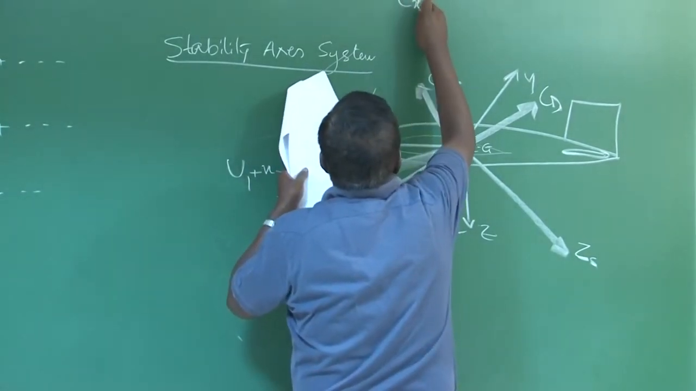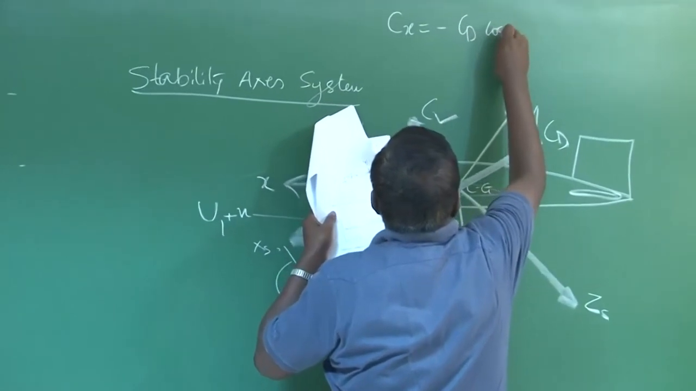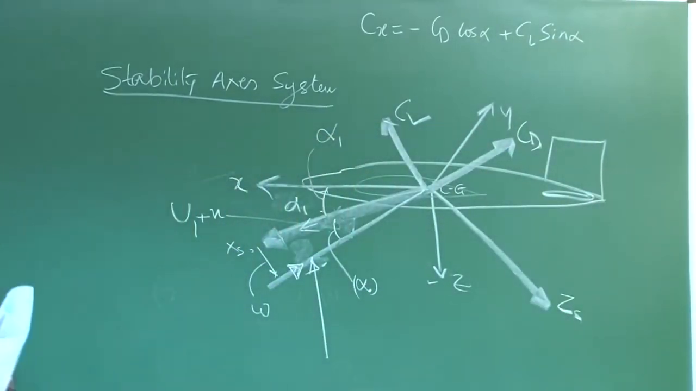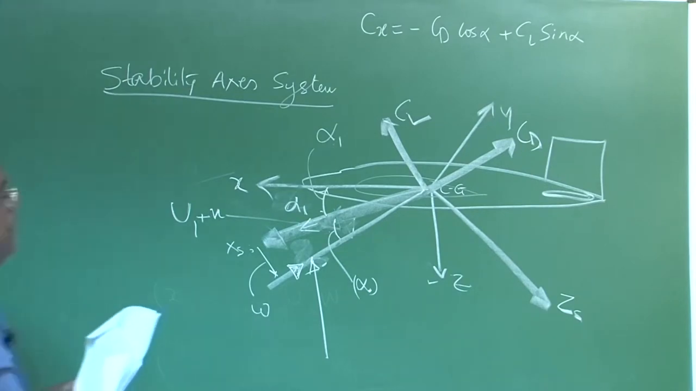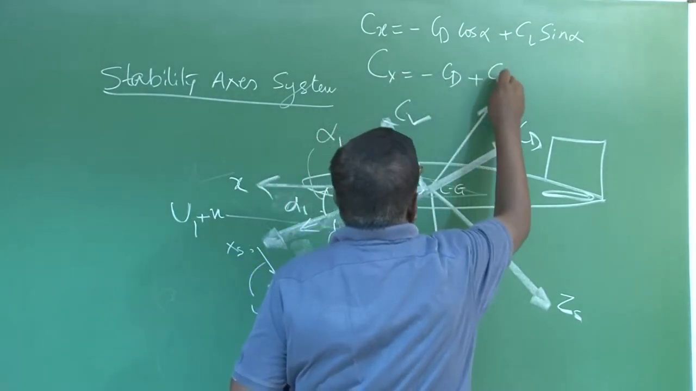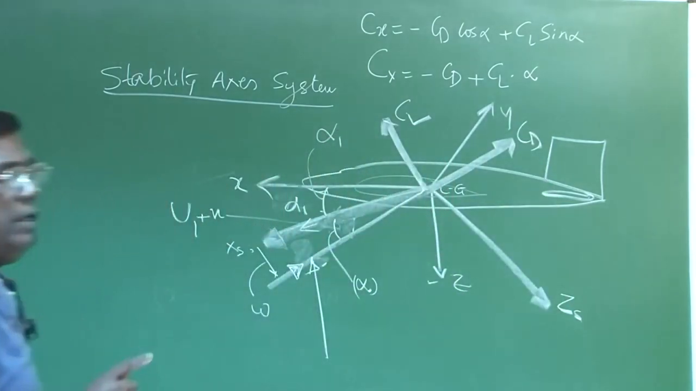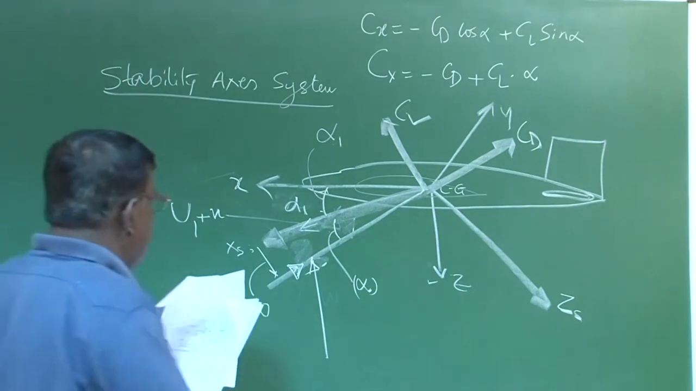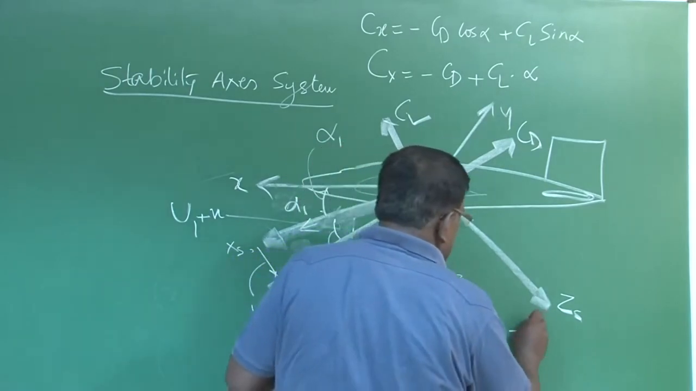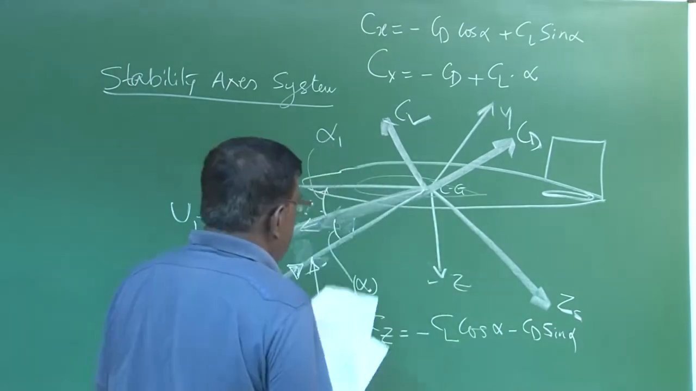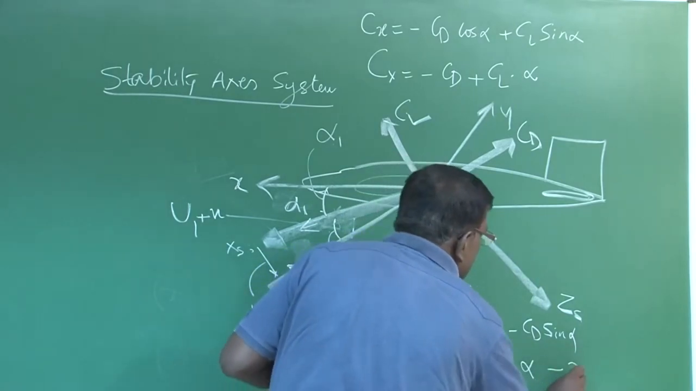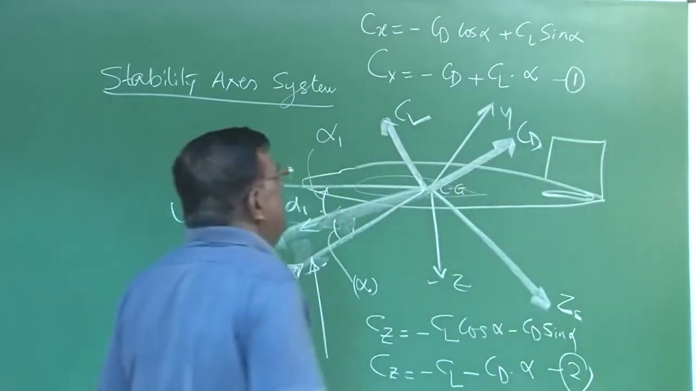I can write Cx is equal to minus Cd cos alpha plus Cl sin alpha. And we know that we are talking about small perturbation because this alpha is the perturbed angle of attack. So for small angle, I can write Cx is equal to minus Cd plus Cl into alpha. Remember, this is small perturbation. Similarly, I can write Cz is equal to minus Cl cos alpha minus Cd sin alpha, you can refer to this diagram, and for a small angle, I can write this as minus CL minus CD alpha. So there are two equations which will be very handy, we'll be using these.